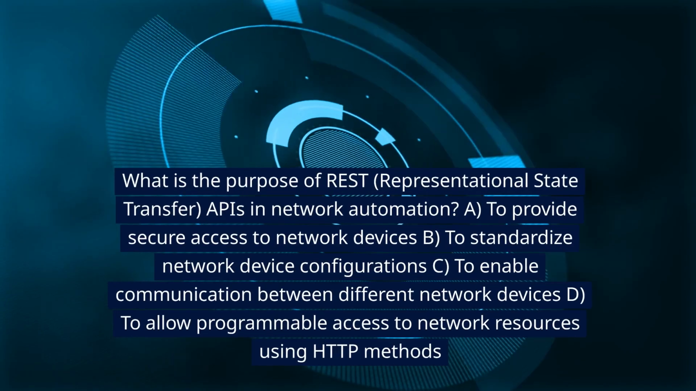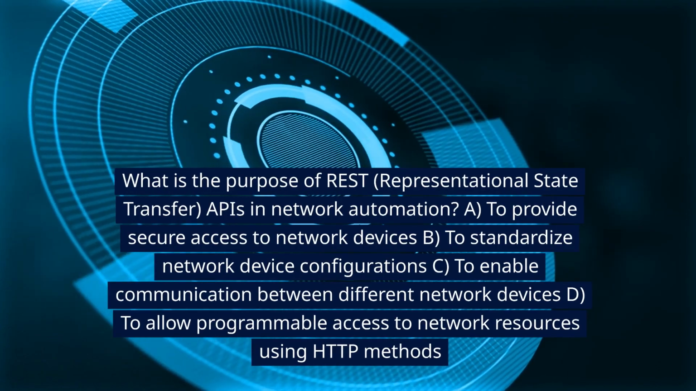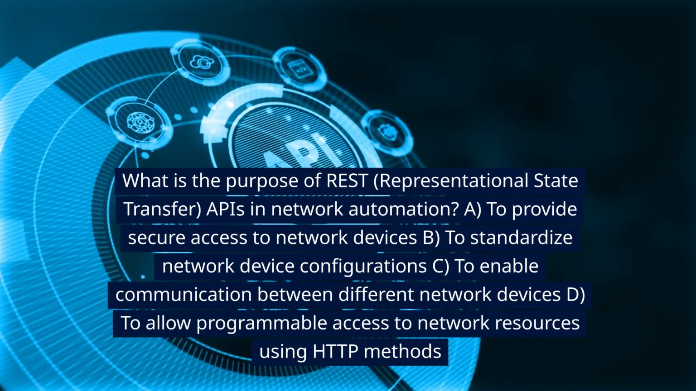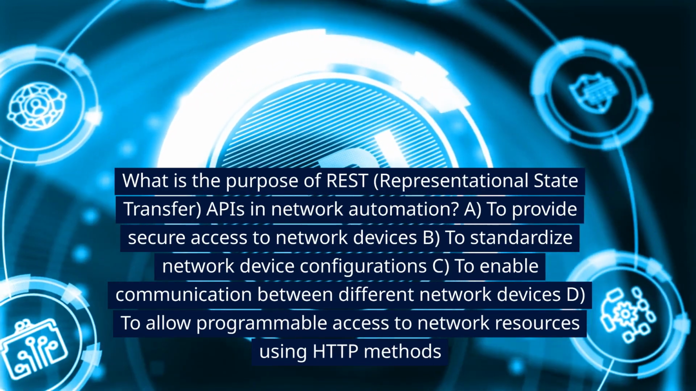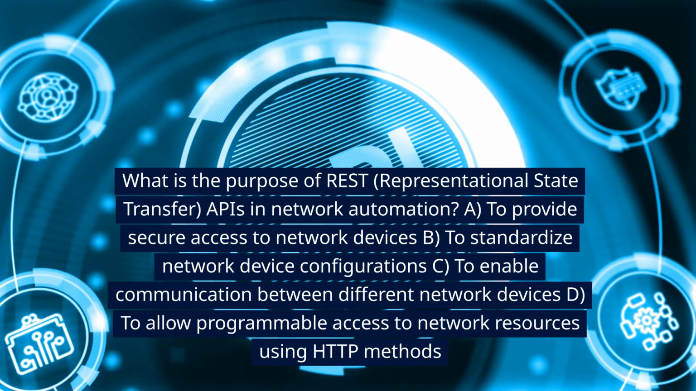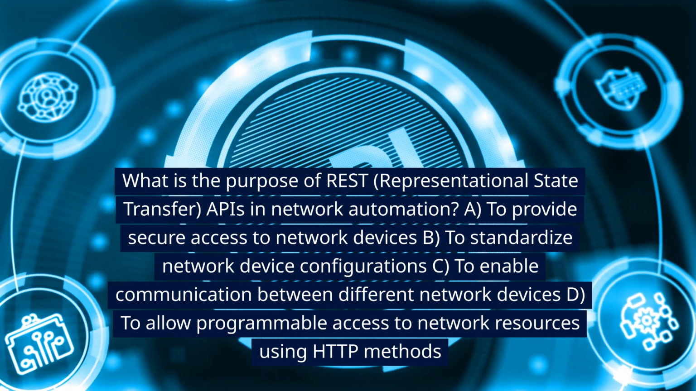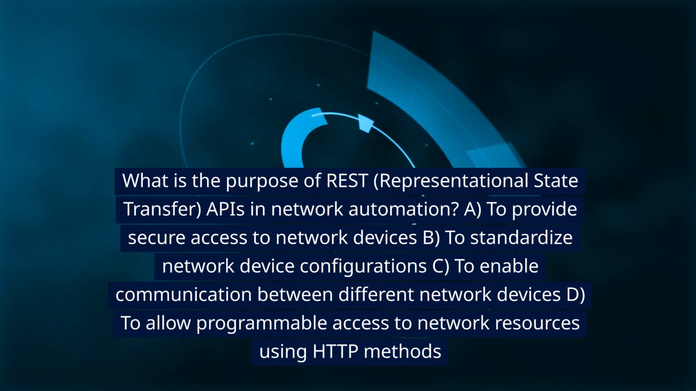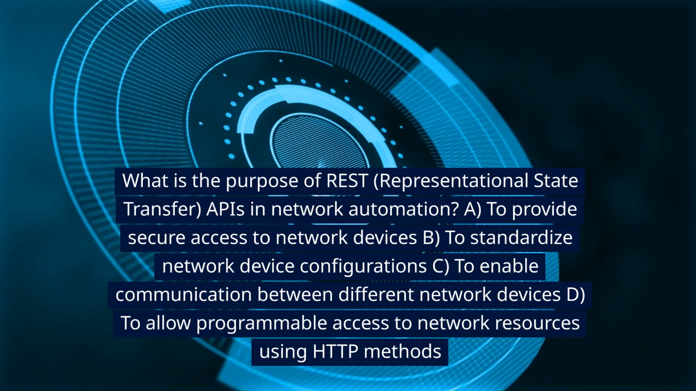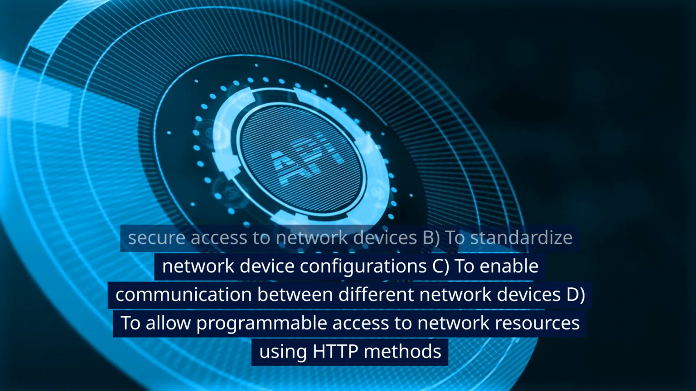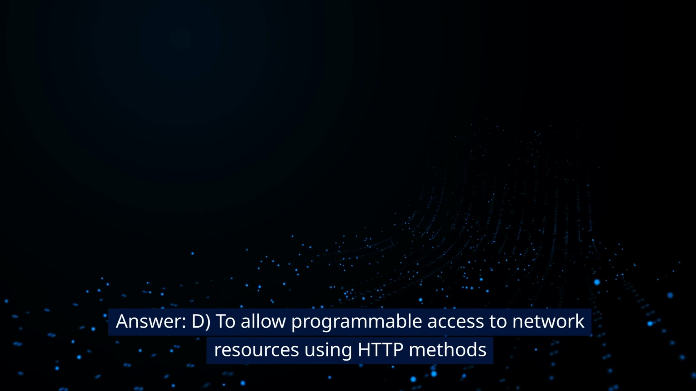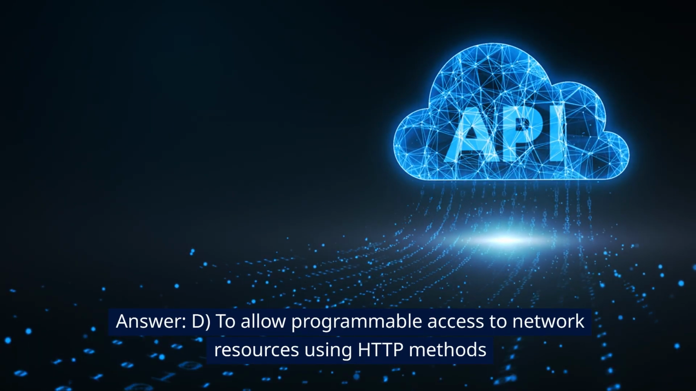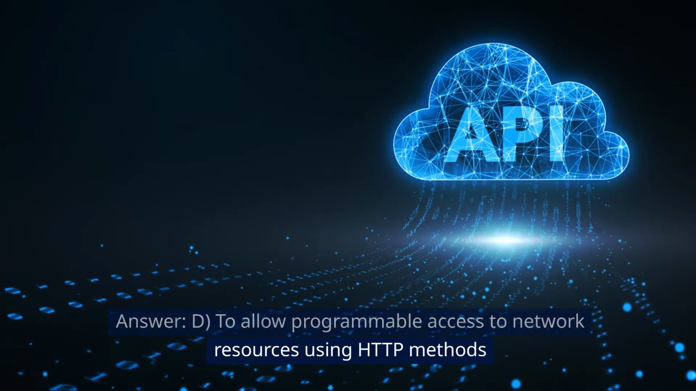What is the purpose of REST, Representational State Transfer APIs in network automation? A. To provide secure access to network devices. B. To standardize network device configurations. C. To enable communication between different network devices. D. To allow programmable access to network resources using HTTP methods. Answer: D. To allow programmable access to network resources using HTTP methods.